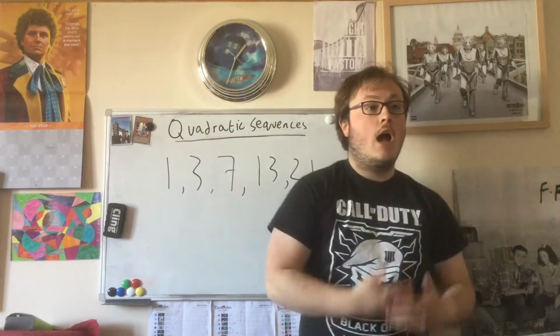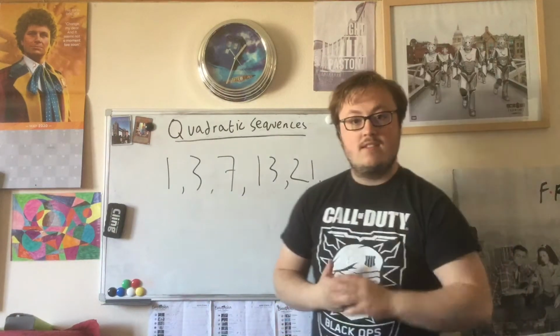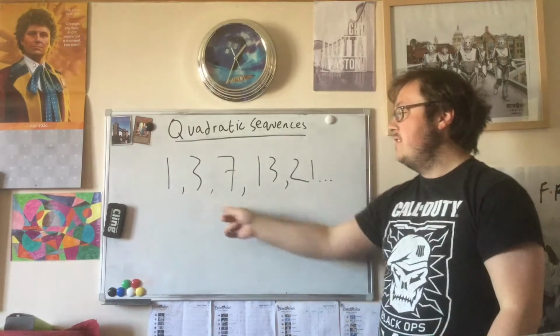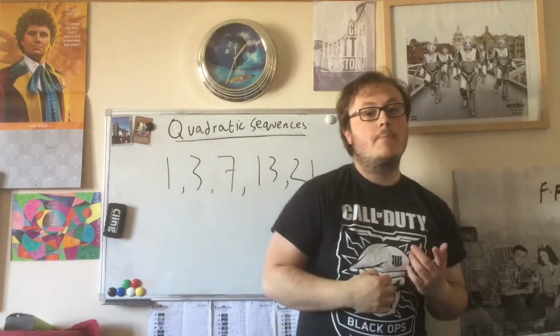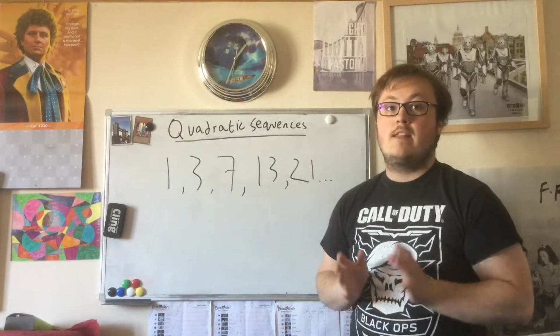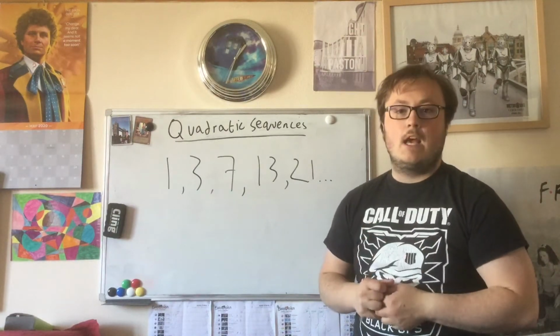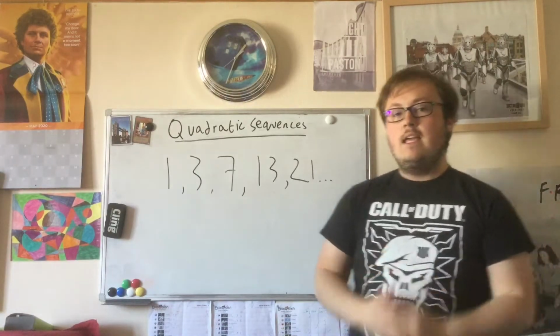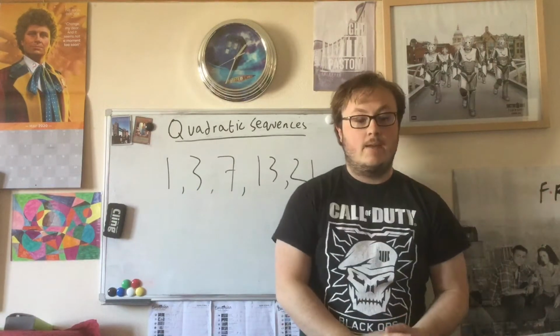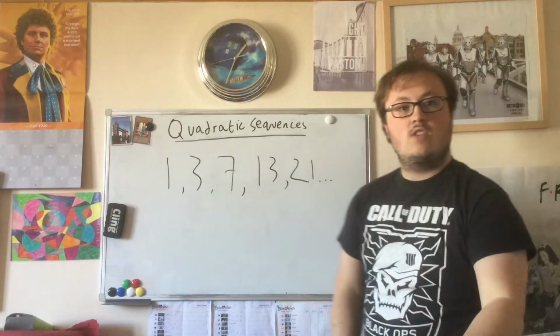So firstly, how can we tell that a sequence is quadratic? Now this is an example of a quadratic sequence. We can already tell that because it's not being added or subtracted by the same number, it cannot be linear. And also it's not being multiplied or divided by the same number either, so it cannot be geometric. So how can we tell that this is a quadratic sequence?